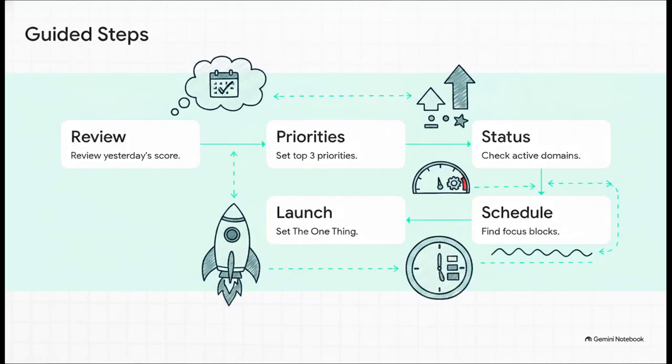This crucial 5-step checklist is what the app walks you through every single morning. It's a sequential mental model, so you never really have to guess what to do next. It guides you right through reviewing yesterday, setting priorities, doing a status check, looking at your ops schedule, and finally, confirming and launching. Let's actually break down what happens in each of these phases.